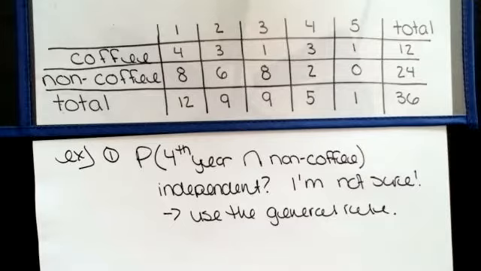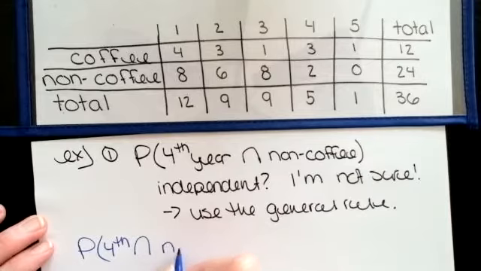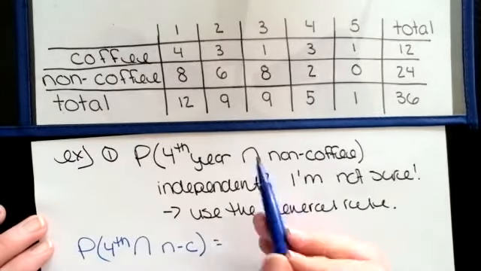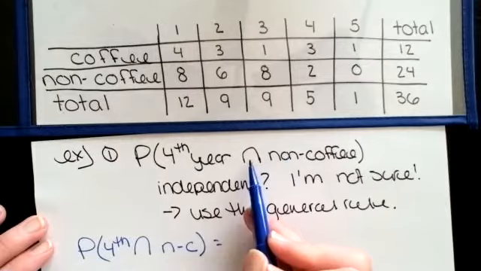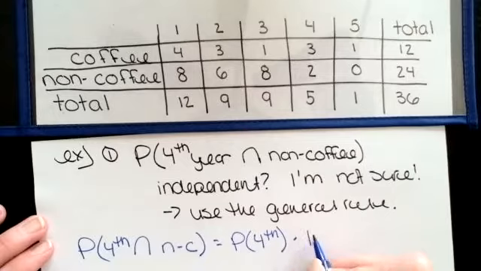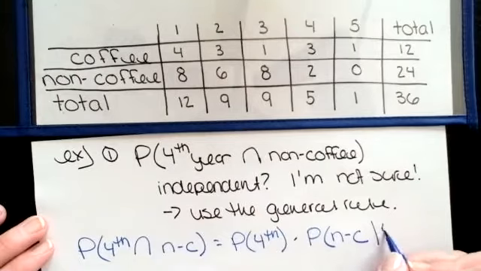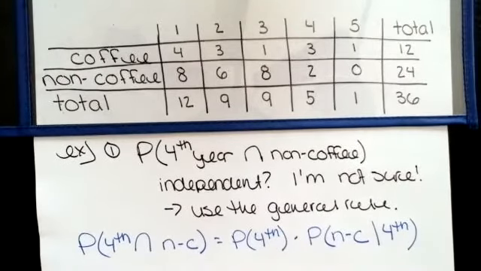So I'm going to take a look here. I'm going to write this all out. So the probability of a 4th, I'm going to abbreviate a little bit so I have some room, and a non-coffee. So looking at my "and", I'm going to use my general rule. So this is the probability of the 4th, that's the first one, times the probability of the second one, right? The non-coffee, given that 4th, it's already there, right? Knowing that's a 4th year.